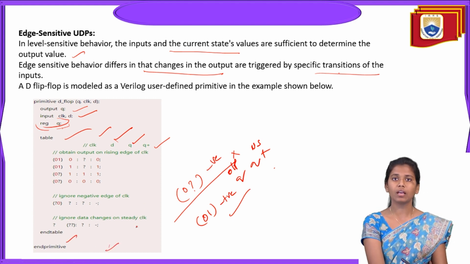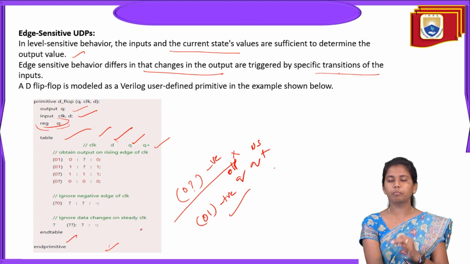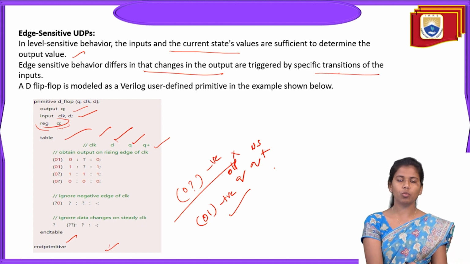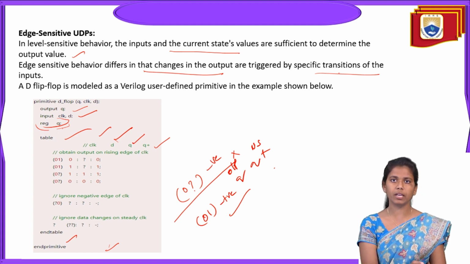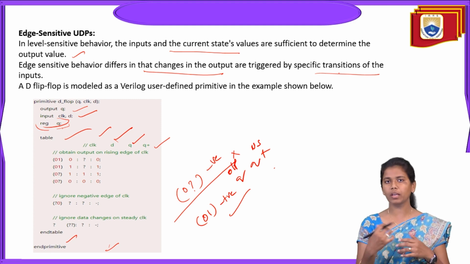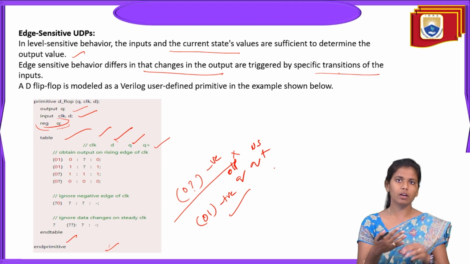So this is how we have to write the code for sequential UDPs, both level sensitive UDPs and edge sensitive UDPs. Only in the edge sensitive UDPs can another output pertaining to the next state be considered in the table. Whereas in the level sensitive UDP, another output is not considered. Only one output can be considered, and it is written in the form of a table in the program.